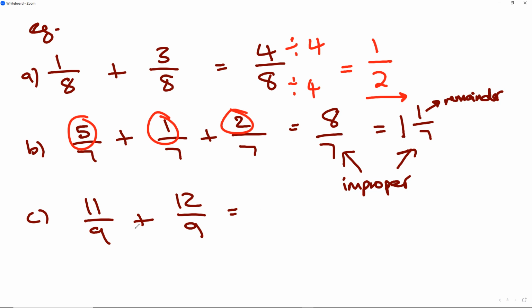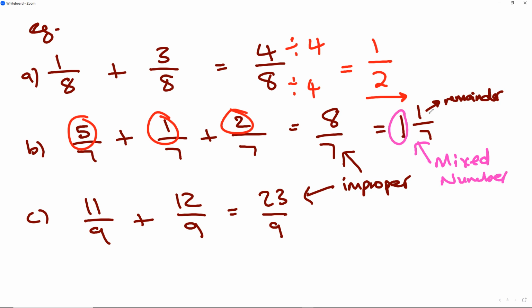Let's have a look at the next one. This is 11 plus 12, which is going to be 23 over 9. Here we have another improper fraction. So the improper fraction is this one here, and that over there is a mixed number. Let's just make a quick note of that. That over there is known as a mixed number, because it's got a whole number and a fraction, whereas this one has just a fraction.